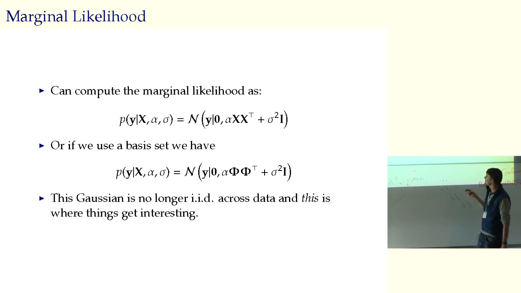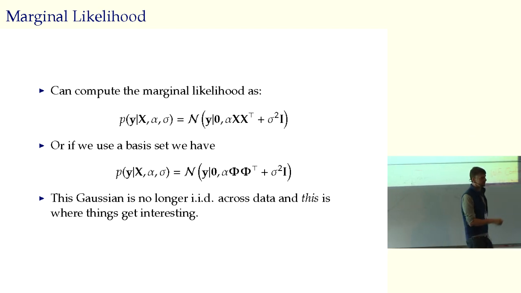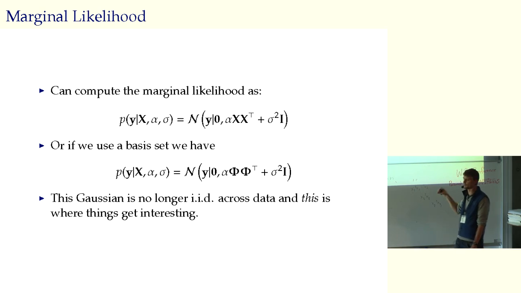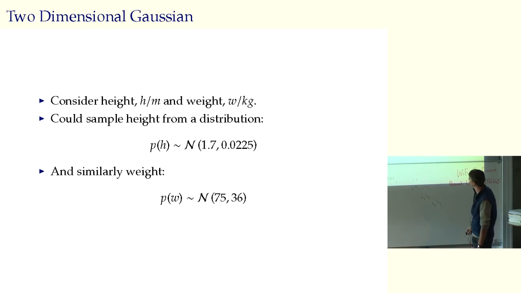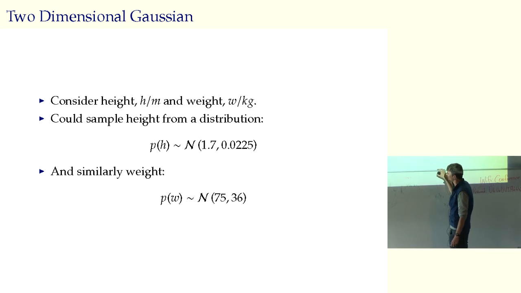So this Gaussian is no longer IID across the data, and that's where things get interesting. The Gaussian that we had to learn at high school or whatever, that's boring. That's a tedious Gaussian that we don't like. We like the Gaussians when they get multivariate. That's when they get really cool. So let's go through one little review of how you can think of a multivariate Gaussian.